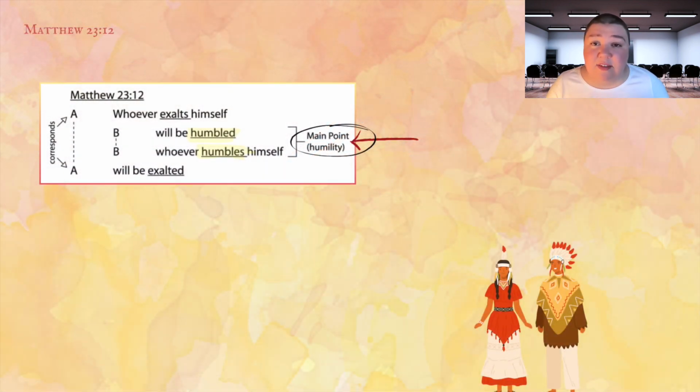You can find this device used in much smaller spaces too, within a single verse. Matthew 23:12: Whoever exalts himself will be humbled. Whoever humbles himself will be exalted. The central point here is humility.